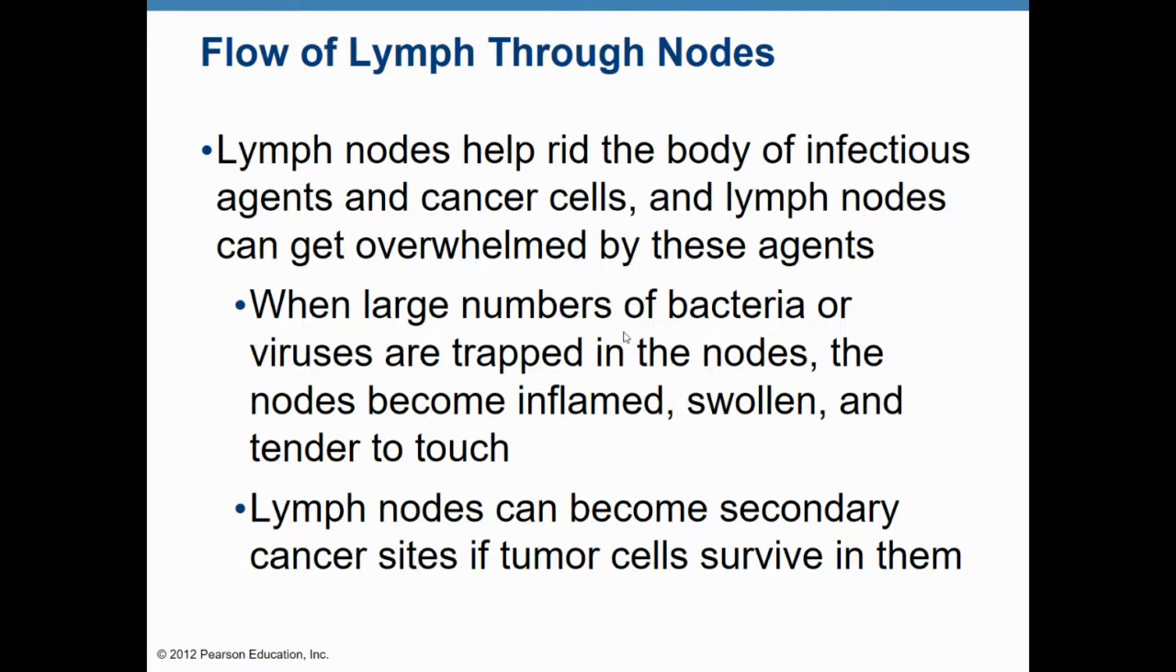Lymph nodes can become secondary cancer sites if tumor cells survive within them. So, you may know somebody that had a cancerous tumor removed, and what they usually do is they will go to the closest lymph nodes, remove those as well to see if the cancer has metastasized or spread to the lymph nodes. If those closer lymph nodes are clean, they usually feel pretty good about whether or not they got all of those cancer cells.